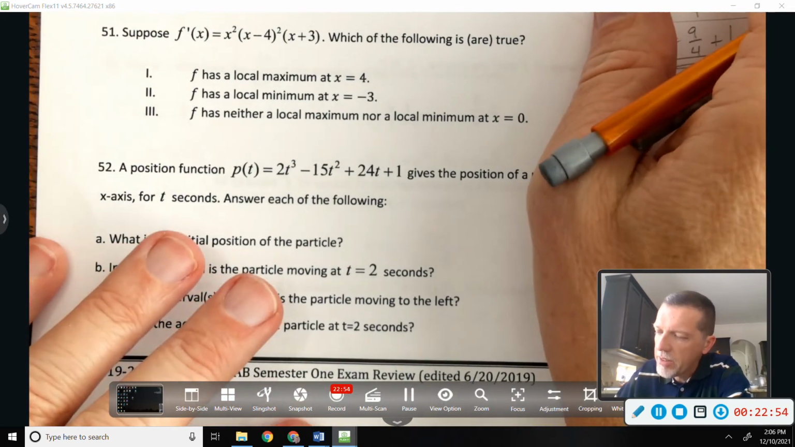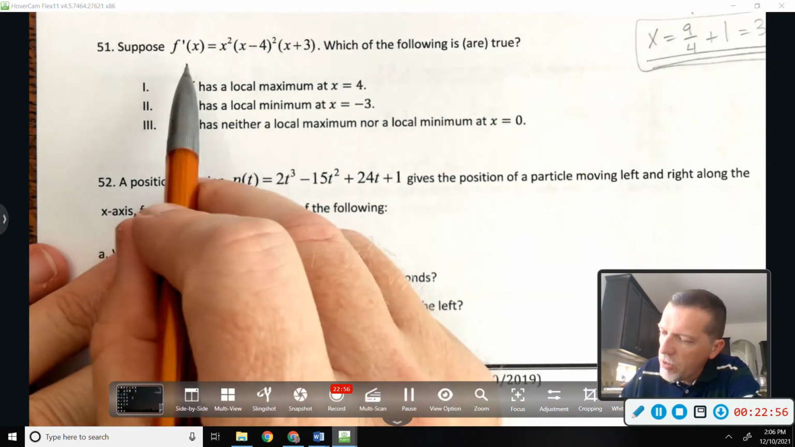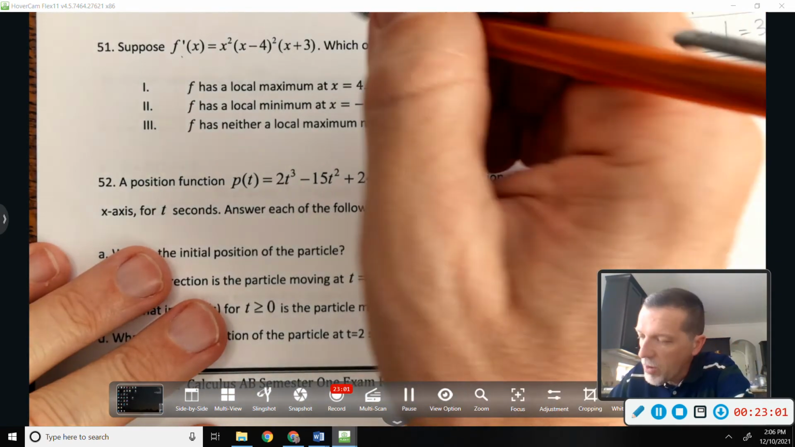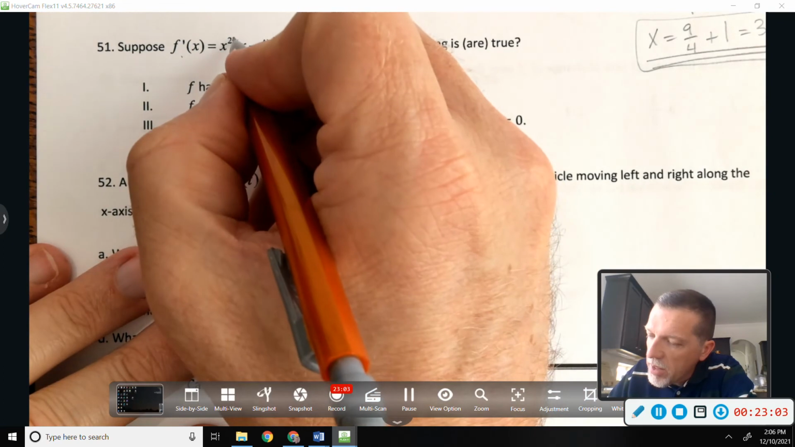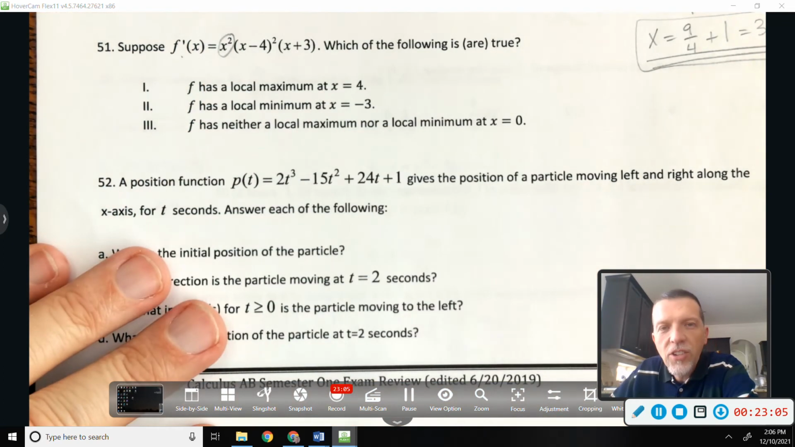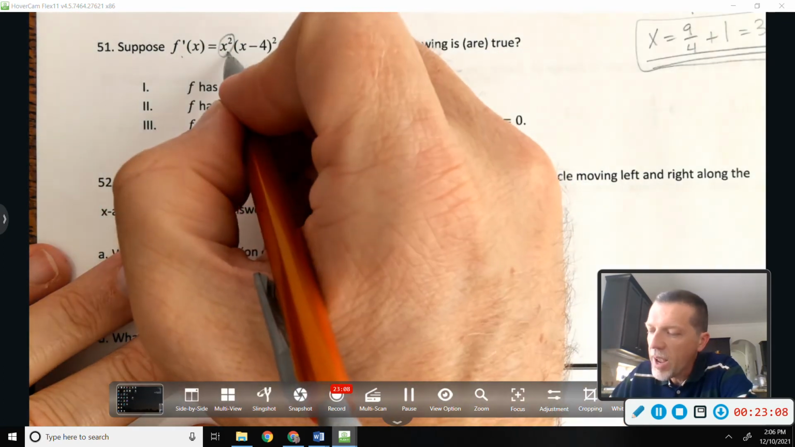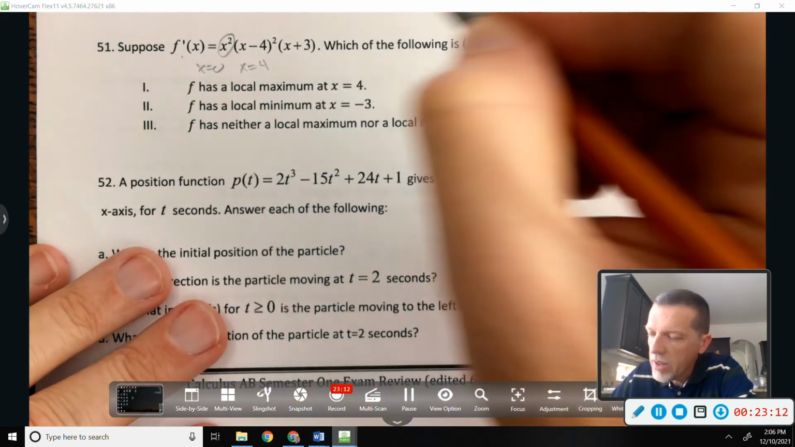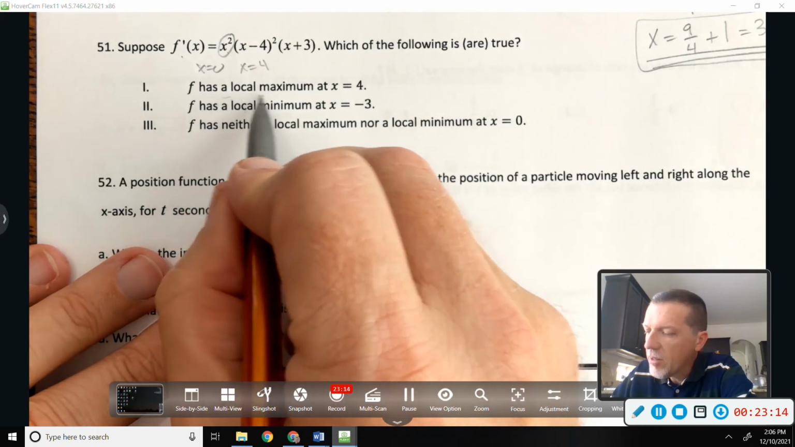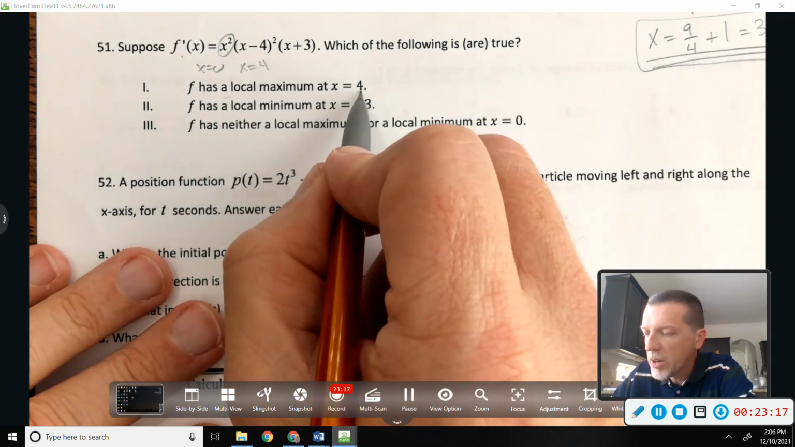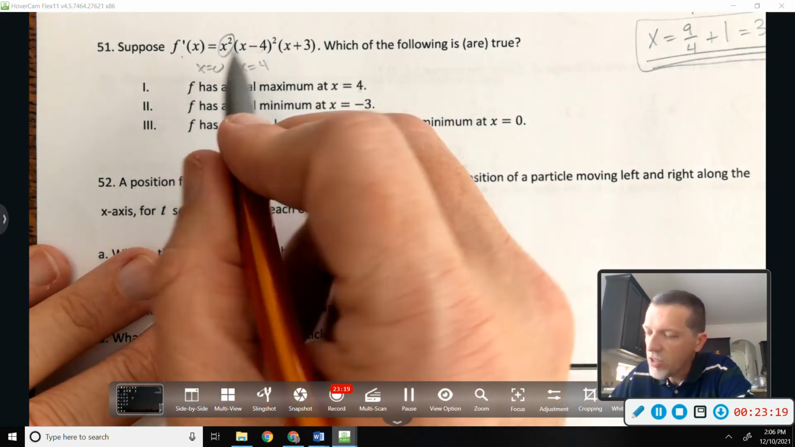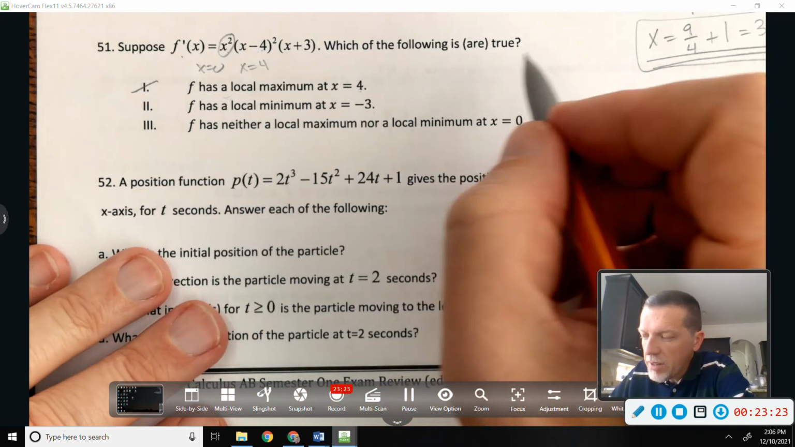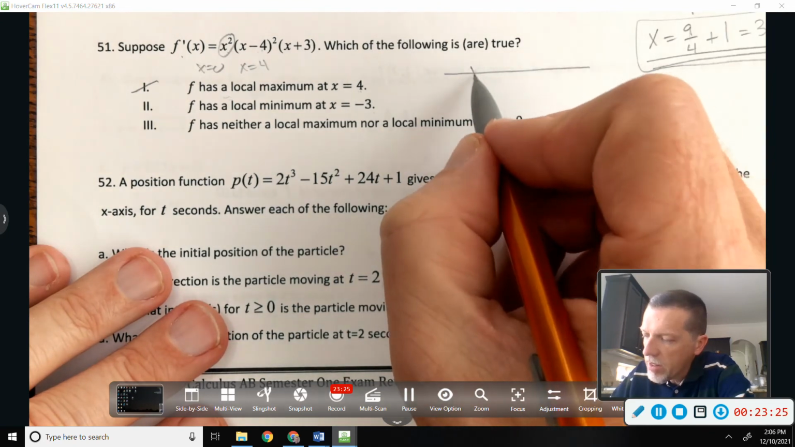51, and final. Which of the following is true if f prime is that? Well, I'm going to shortcut this because I'm ready to wrap this video up. But if there's a squared, it's not going to change signs there. So there's not a local min or max at 0 or at 4. So I can guarantee you there's not a local maximum at 4 because it doesn't change. The sign doesn't change at 4. Local minimum at -3, not sure yet.